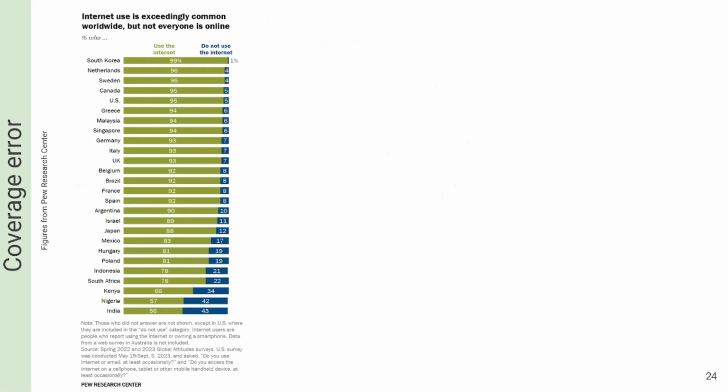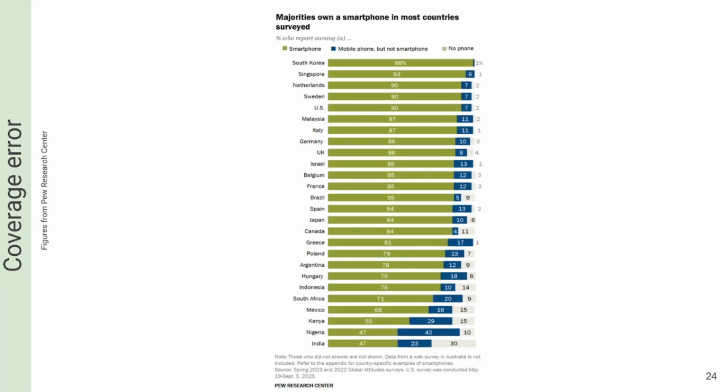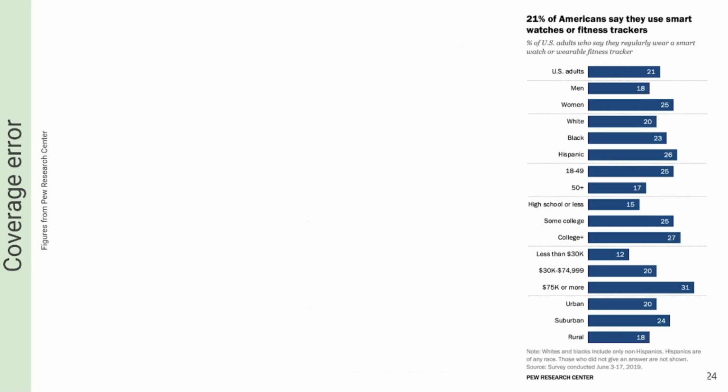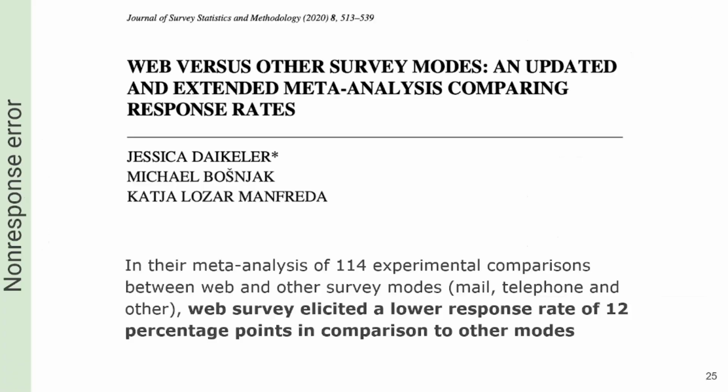So let's look at coverage error. Those are all Pew data. On internet penetration, I think we are doing well. In some countries, not really, still, but that is probably okay. Then we have smartphones. Yeah, I wouldn't worry too much. But with wearables, it's a different story. The penetration there is not really there. This is a study done in 2019. I couldn't find anything newer, but probably the numbers are not as high as the others.